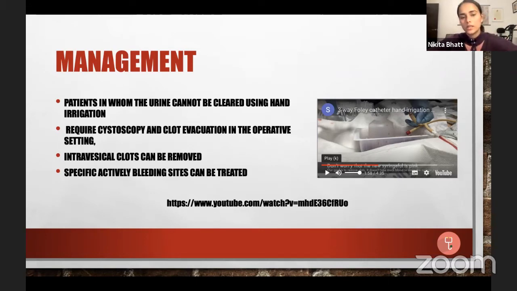And while you're doing this in theatre, you use an instrument called an ELIC, which usually just suctions out all the clots from the bladder. You can also use a bladder syringe at the end of a cystoscope to try and remove the clots. And then if you see any active sites of bleeding, you treat them at the same time.